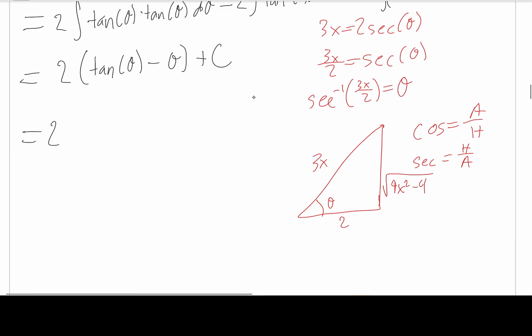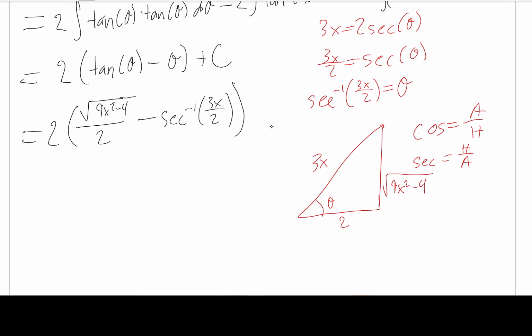So this will give us 2 times tangent of theta. So it's going to be opposite over adjacent. So we'll have square root 9x squared minus 4 over 2 minus theta, which we have here. So it's going to be minus secant inverse 3x over 2 plus c. Oops, let me use a different color.